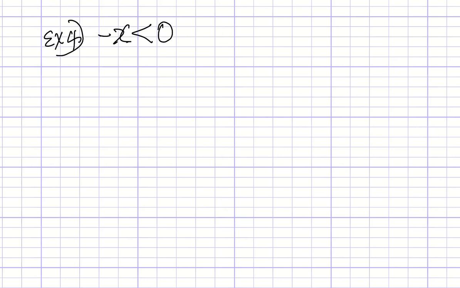So you divide negative x by -1 and you change the sign. Of course, if you divide 0 by -1, it stays 0. That cancels the negative sign out, so that becomes x greater than 0. That's all.